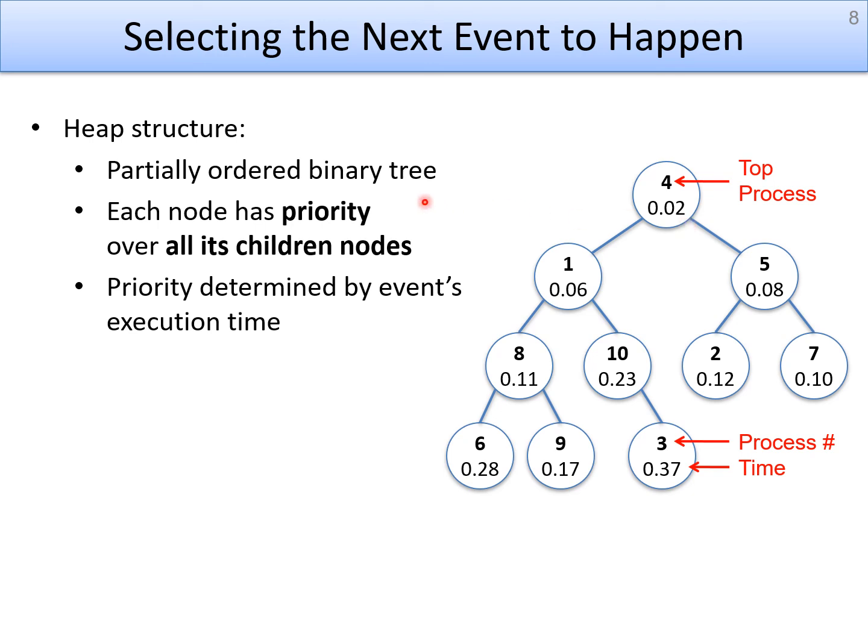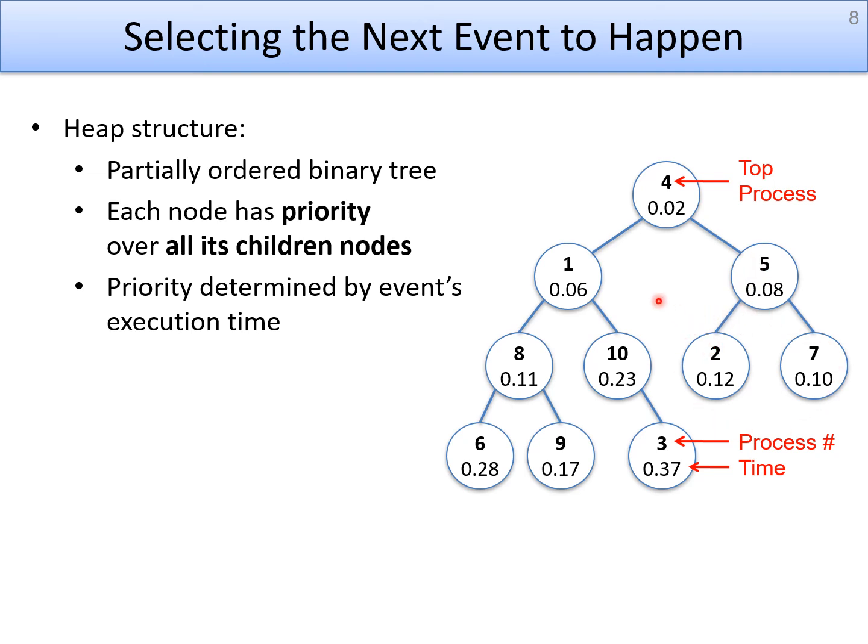Now, in the partially ordered binary tree, there is a priority rule, so each node has priority over all its children nodes. So this element here has priority, namely smaller time, than all of these elements below that. This node has priority compared to all of these elements below that, etc. This has priority over these elements.